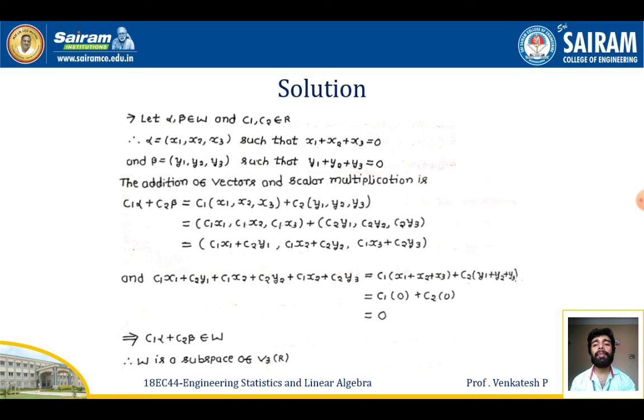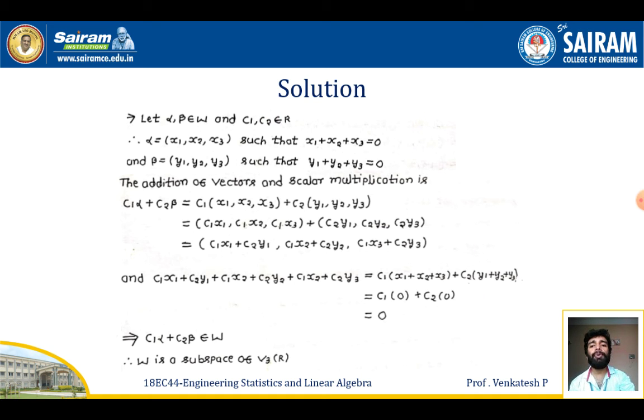So for that, I'm considering alpha, beta belonging to W. To prove vector addition, I must have two vectors. For that, I'm considering two vectors alpha and beta, which belong to the subset W, and two scalars C1, C2, which belong to the field of real numbers R. Now let me define what alpha and beta are.